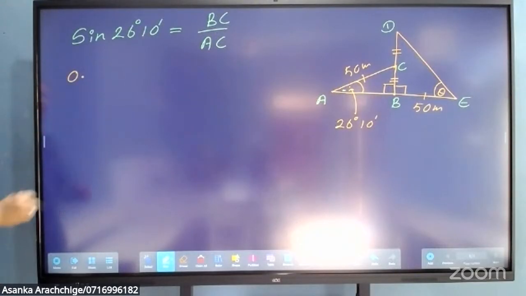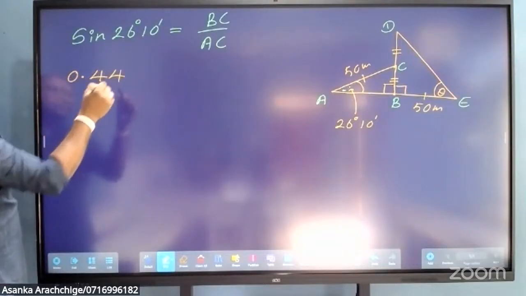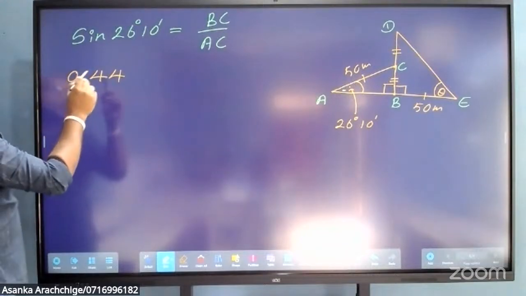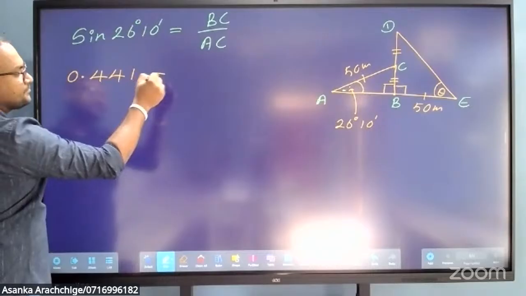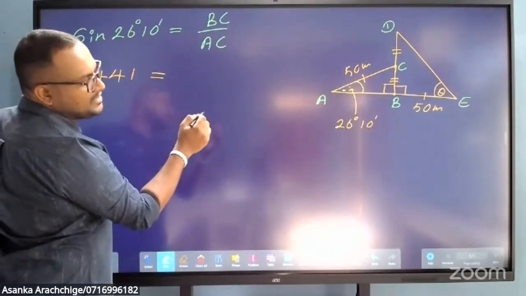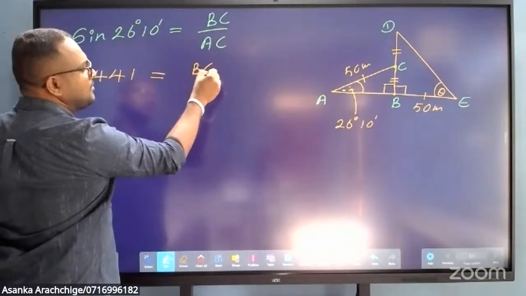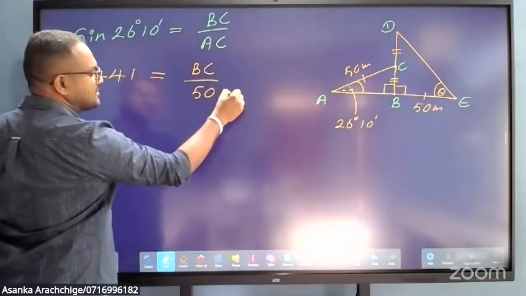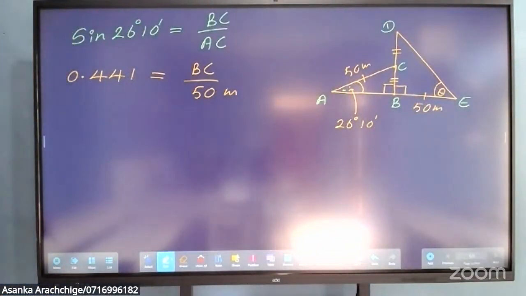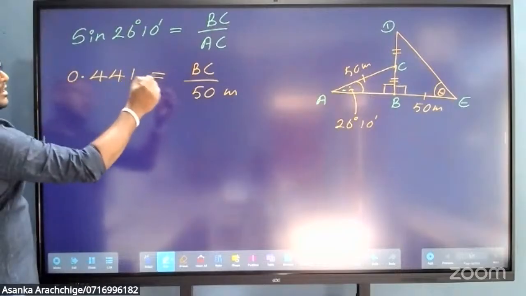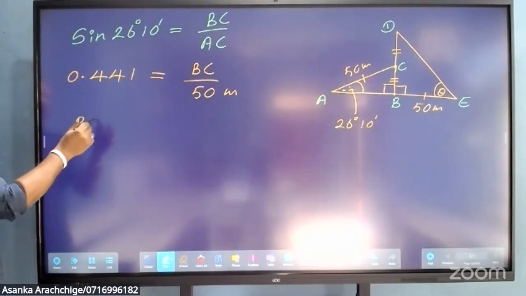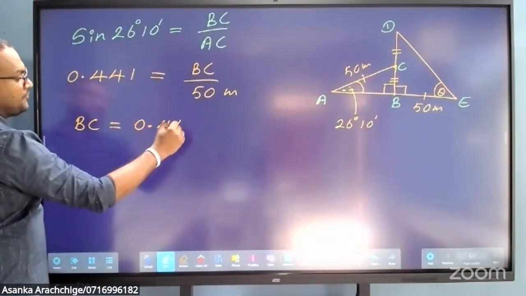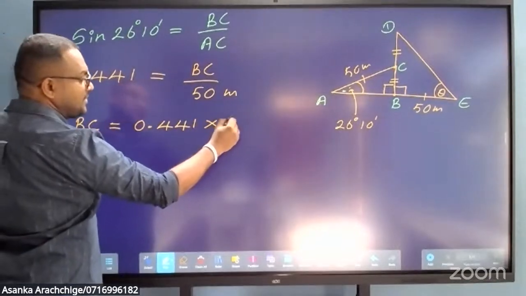What is sine 26 degrees 10 minutes? 0.441. Then BC, that is what we want to know. We know AC. AC is 50 meters. Clear? Now you can get the value of BC by using cross multiplication. Multiply 0.441 by 50 meters.